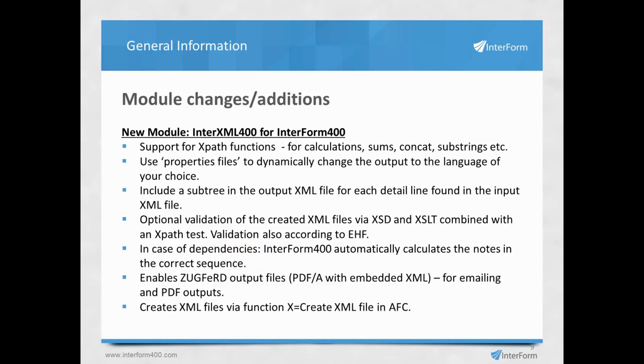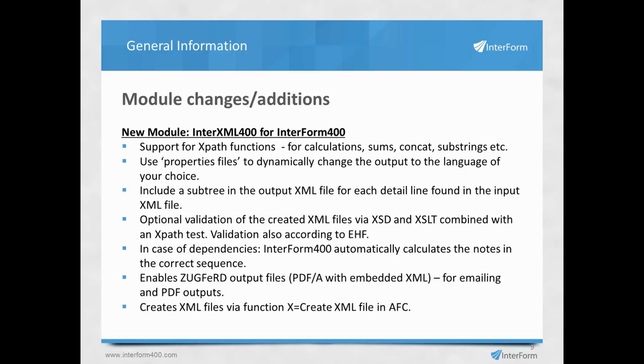The extra functionality added into the new InterXML400 module includes support for XPath functions, where you can do all sorts of calculations. It includes property files, which you can compare with the translation files in InterformNG, and with these translation files or property files, you can, for instance, create tables with various languages and combine this with information found in your spoof file to find out exactly which language you want to use in the output XML, and then you can, for instance, create tables here with various text constants.